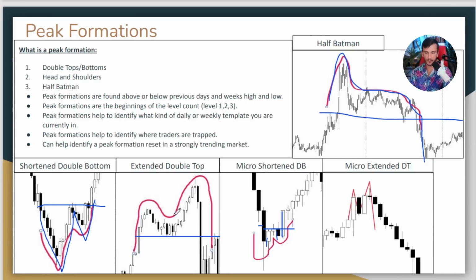Why is it extended? Well, it's extended because there was a high, and then they made a higher high, and then engulfed the neckline. So there's a high, a low, slightly higher high, and then the reversal back down. Again, there is the neckline. And then the half Batman, you can flip this over. It would be the same thing, just facing the other way.